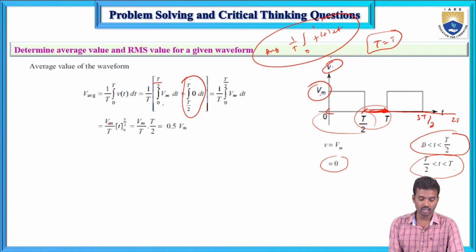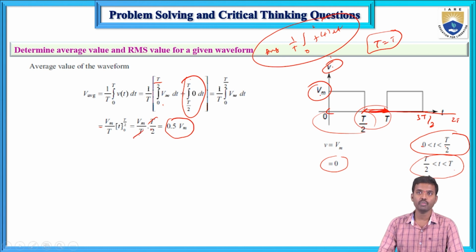Now if you integrate this, Vm is a constant, and the integral of dt is T, with limits 0 to T by 2. Now that equals Vm by T, into T by 2 minus 0. T gets cancelled, and this value equals 0.5 Vm, that means Vm by 2.